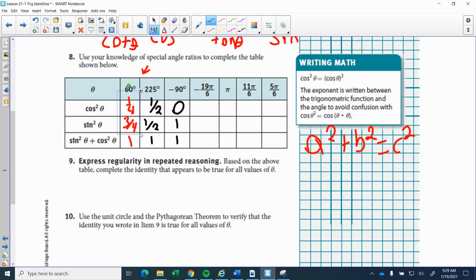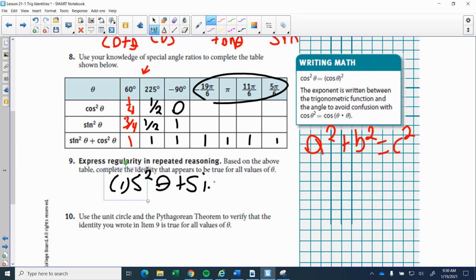So one of the things that we notice within math is no matter what angle we did, if I were to do cosine squared plus sine squared, my answer would always come out to be 1. So what we did is we created an identity out of that. We did cosine squared of theta plus sine squared of theta comes out to be 1.